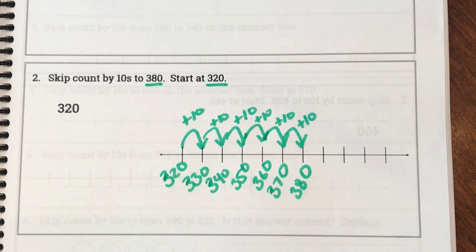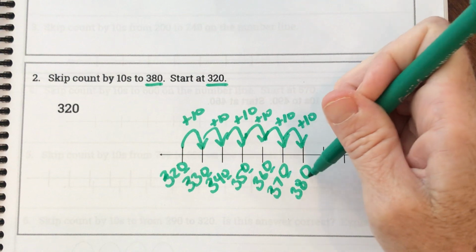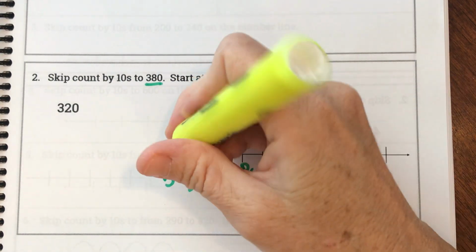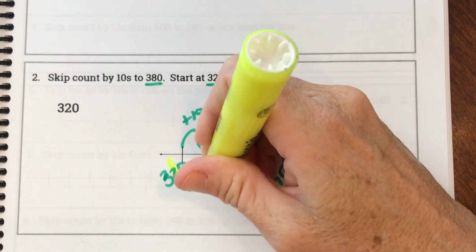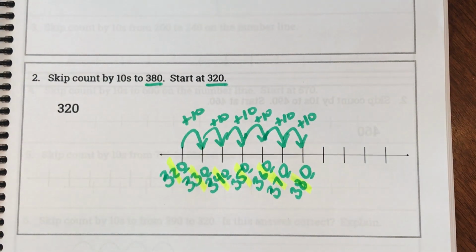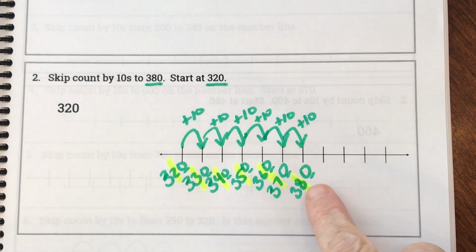Okay. Let's check our pattern. Do we have all zeros in our ones place value? Yes. Let's check our tens place value. We have a 2, 3, 4, 5, 6, 7, 8. Oh, friends, who knows what would probably come next in my tens place value? Would we have a 9 next?